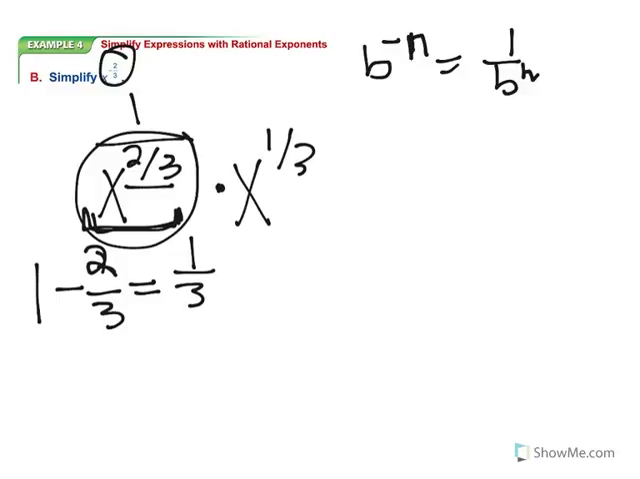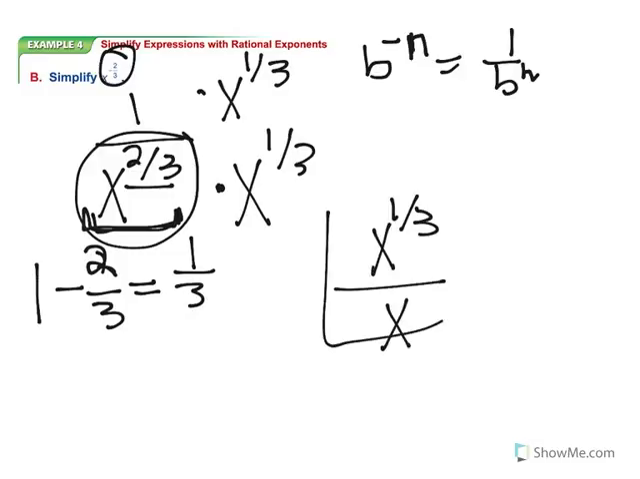So whenever I multiply x to the 2/3 times x to the 1/3, we add our exponents. Whenever I do the bottom, I have to do the top, so I'm going to put x to the 1/3 on top, and then I'm going to end up getting x to the 1/3 over x. And that's my answer. Example 5a wants us to simplify this radical expression.